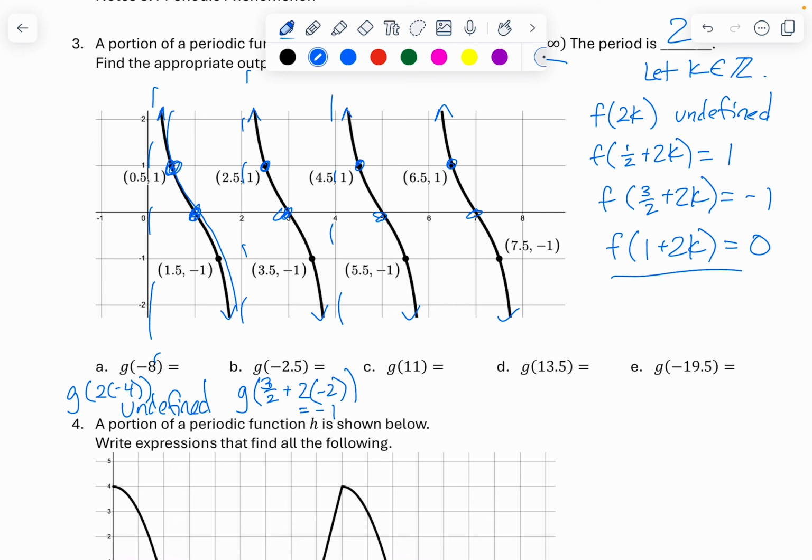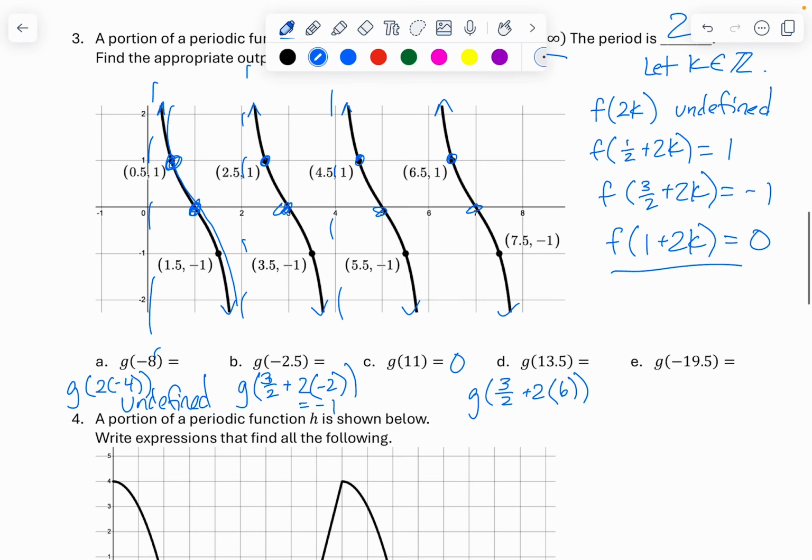If not, it was this scenario, so that equals 0. For 13.5, I can say, okay, do I want to do 1/2 plus? Nope, because it's 3 halves away from an even number. So 3 halves plus 2 times, in particular, we would have plugged in a 6, right? 12 plus 1.5 is 13.5. Okay, and so this 3 halves was the -1 scenario.